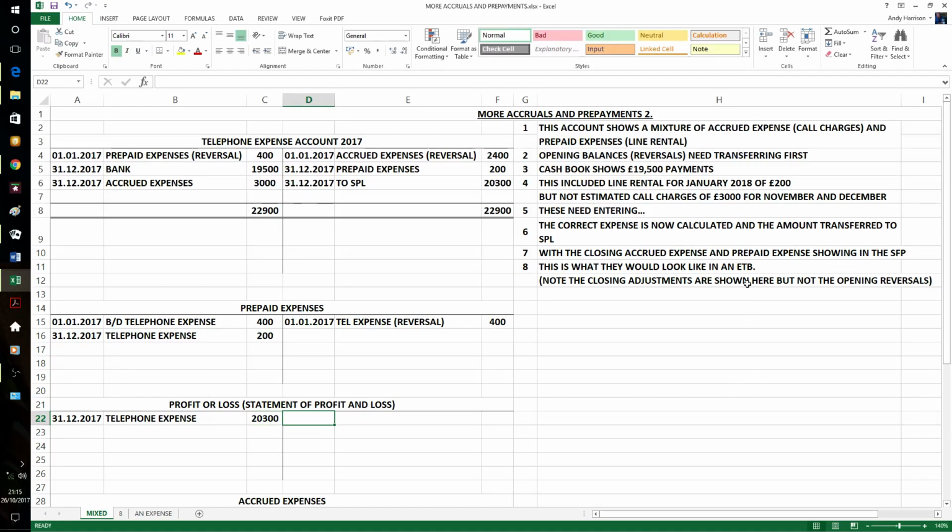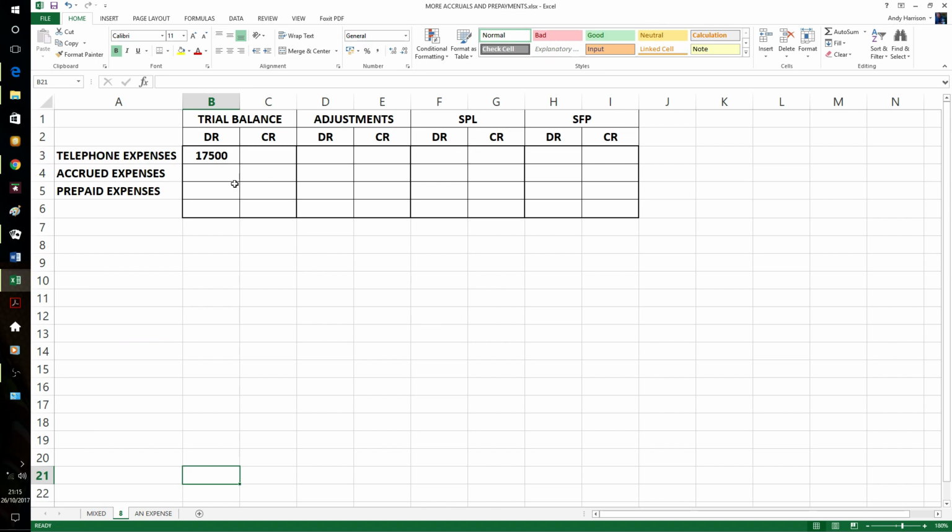So let's finish off the extended trial balance. That 17,500 includes the opening items, which is why all we're interested in now is the adjustments for the end of the year. So that 3,000 is accrued expense, the liability, and that was its double entry. And then the prepayment, one debit, one credit. So those figures balance off.